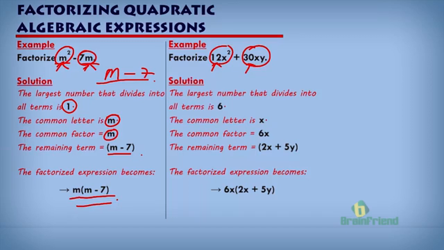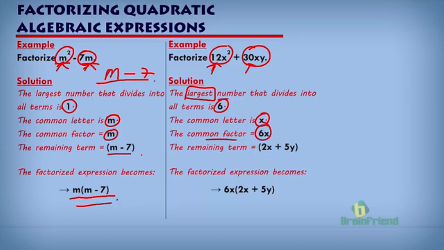So basically, we take the largest number. So we have 2, 3, and 6 that can divide into both terms. But what we need is the largest number. So 6 is our largest number. Again, we take note of the common letter in both terms. Take a look, x is common. We multiply our largest number by the common letter to give us the common factor, 6x. So we have 6x as our common factor.